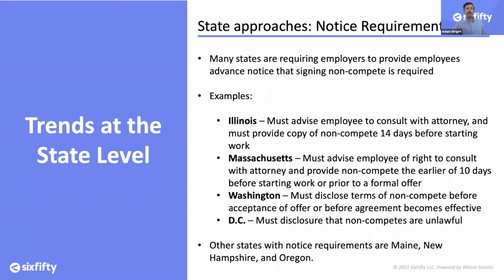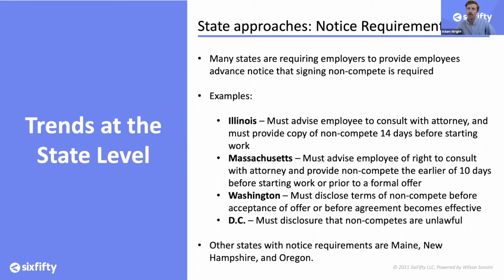So another approach that states are taking, and Adrian mentioned this, is using notice requirements. And these may be in addition to income thresholds in some states. So many states require employers to provide employees advance notice that signing a non-compete agreement is going to be a required condition of their employment. So for example, in the new Illinois law, employers have to advise the employee to consult with an attorney and then must provide the non-compete 14 days before the employee starts work.